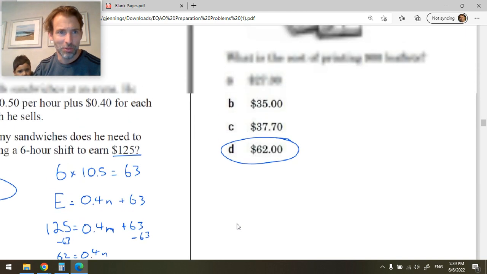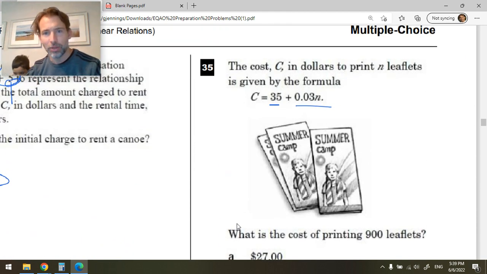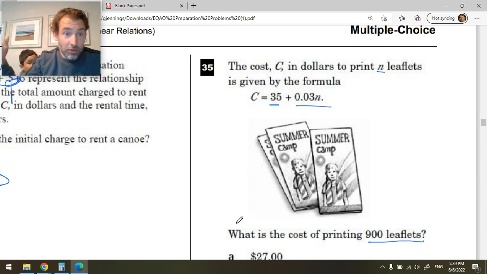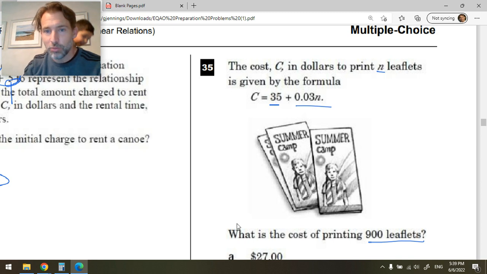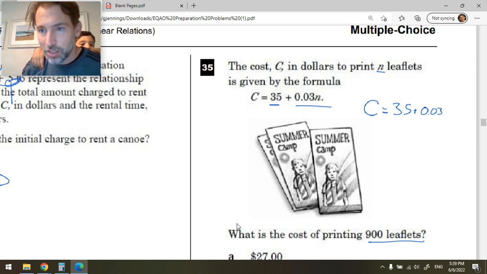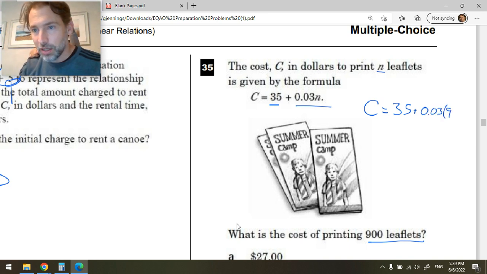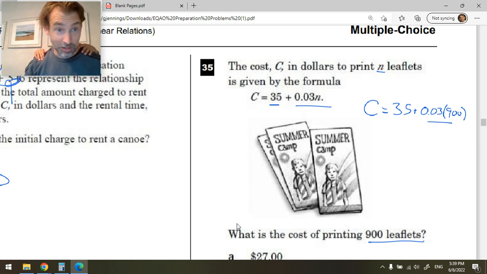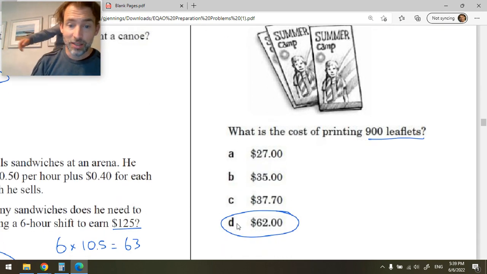I told you the speed would go up. Okay, well, how did I do that? Well, to print N leaflets, N is a number. We just don't know that number yet. But now we do. Let's say, well, how much for 900? So then you answer this question. Cost is equal to 35 plus 0.03, 3 cents per leaflet, times how many leaflets? 900. Do this on a calculator. I'm pretty darn sure you get 27. Then you add 27 to 35.